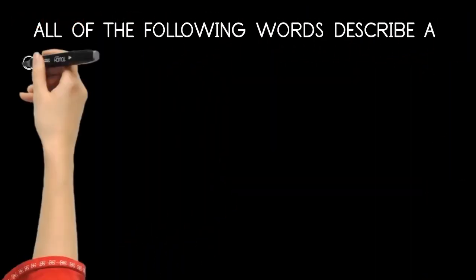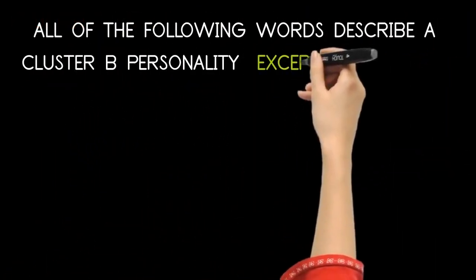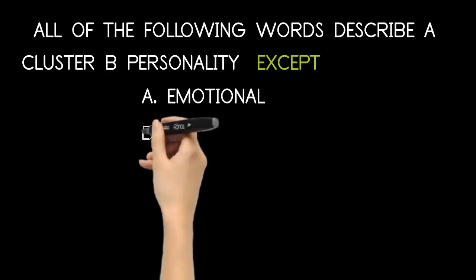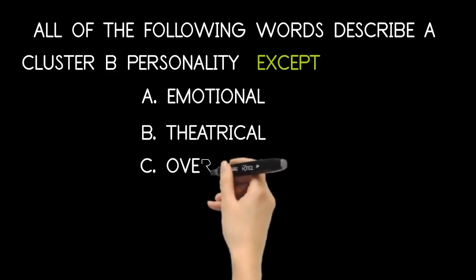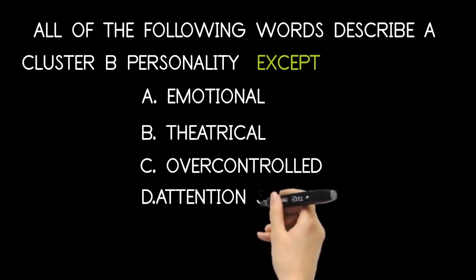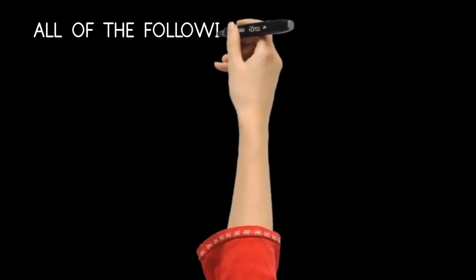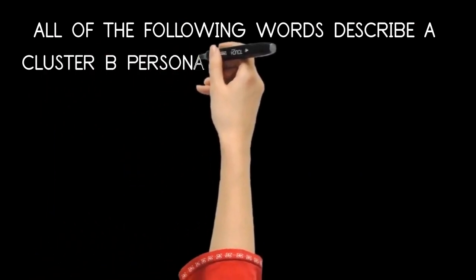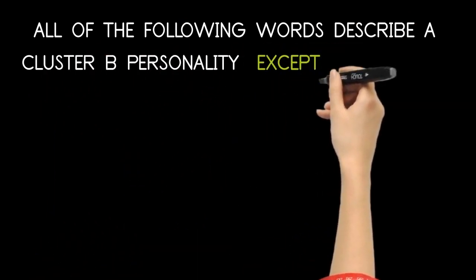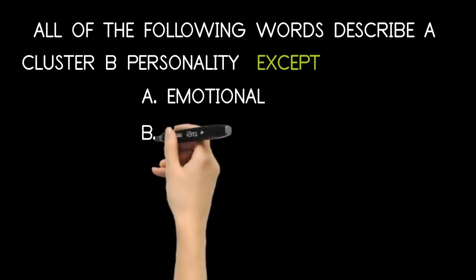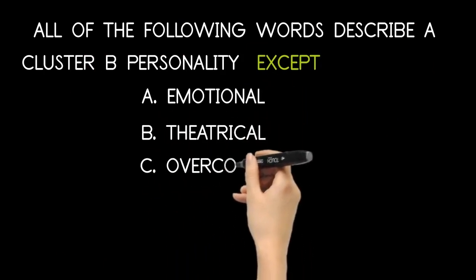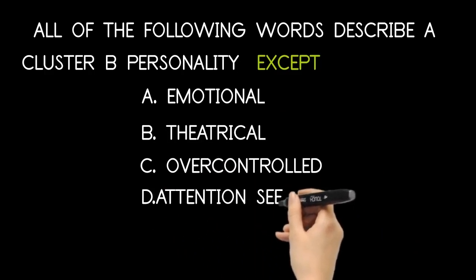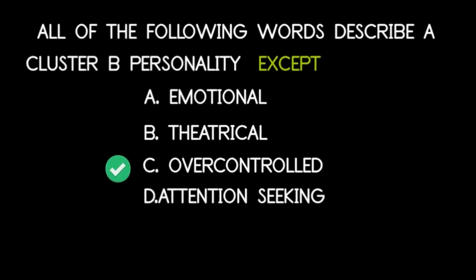All of the following words describe a cluster B personality disorder except: letter A, emotional; letter B, theatrical; letter C, over-controlled; letter D, attention-seeking. Answer is letter C, over-controlled. It more accurately describes cluster C personality disorders.